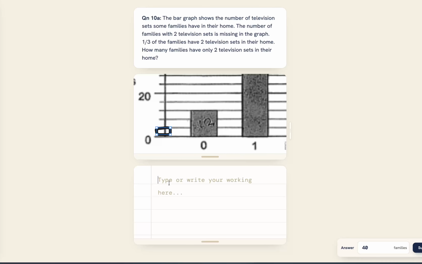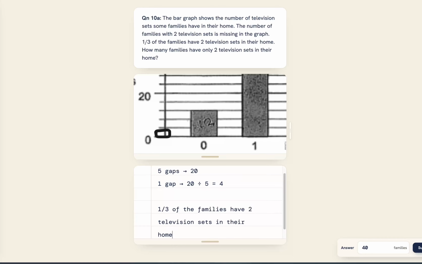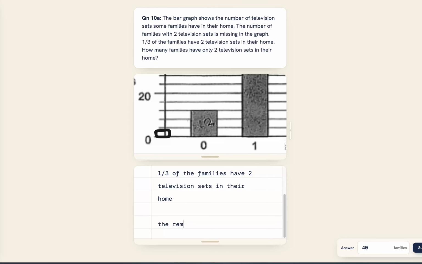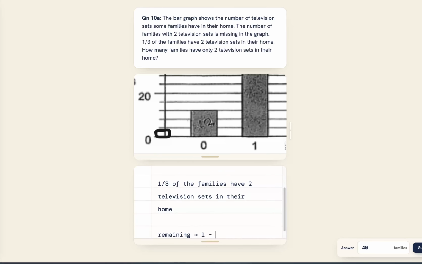So first thing first, when you see a graph, we need to calculate the number of gaps before the first number. So we have 1, 2, 3, 4, and 5. So we have 5 gaps, equal to 20. So 1 gap is equal to 20 divided by 5. This will be 4. So now it says here 1/3 of the families have 2 television sets in their home. So that means the remaining is basically 1 minus 1/3. This will be 2 out of 3.